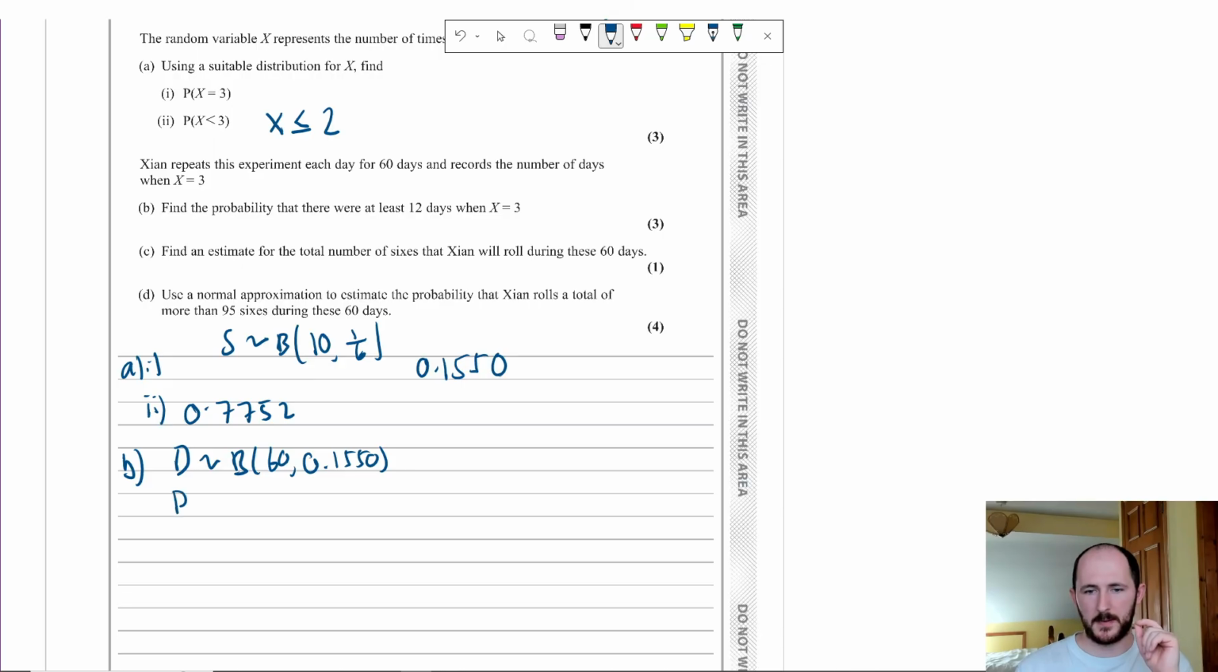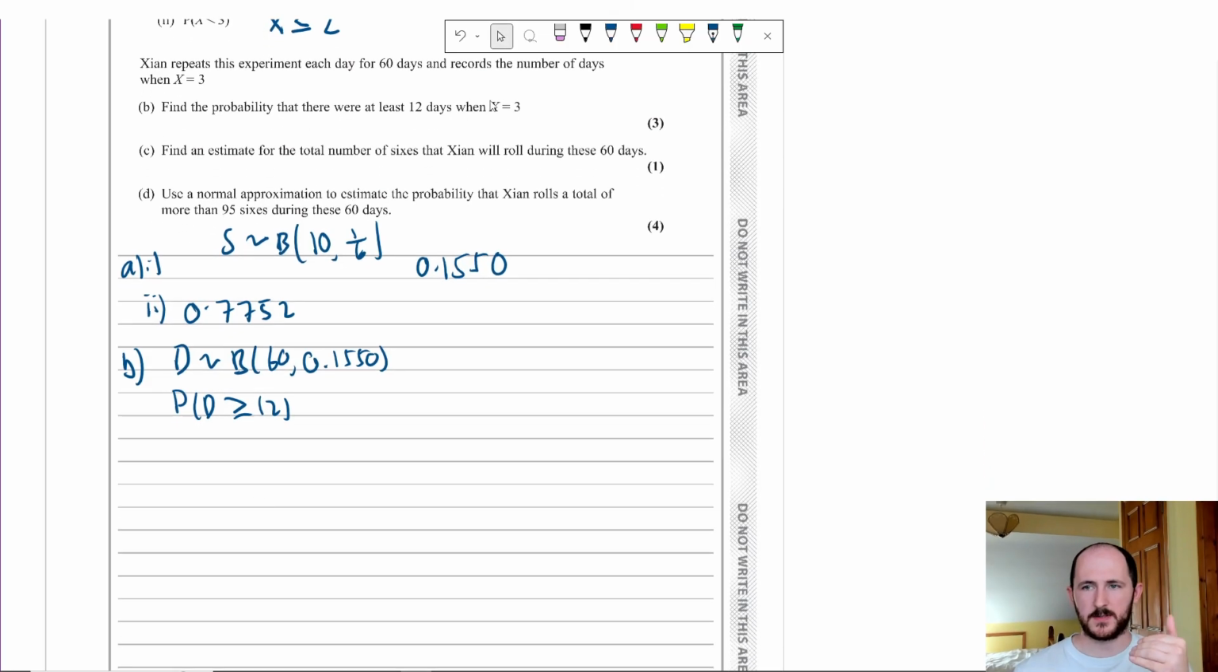And we want the probability that D, it says at least 12 days, so greater than or equal to 12. Now I mentioned that our calculators only do less than or equal to, which means we can't actually do bigger than or equal to 12. I realise that kind of looks like a bracket. Let me rewrite that again. So bigger than or equal to 12.